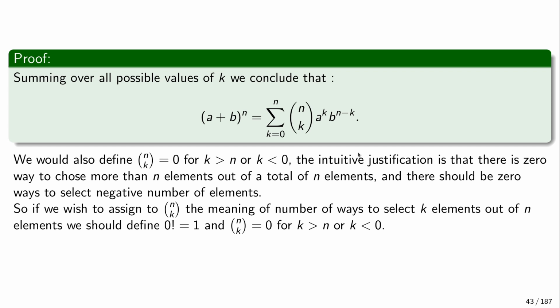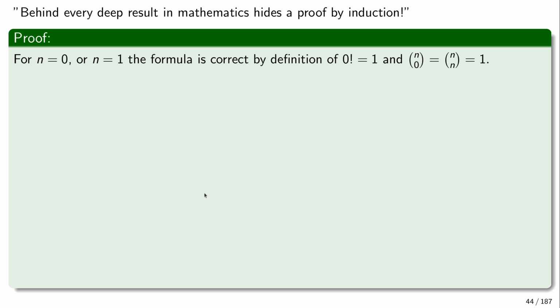But we'll see another justification for that shortly. So basically, as I say, if we wish to assign this meaning to this for all integers, then 0 factorial is defined to be 1, and then we also define this to be 0 for k greater than n or k smaller than 0, and then this has this meaning, but we'll see another convenience here. So now let us prove this same formula by induction.